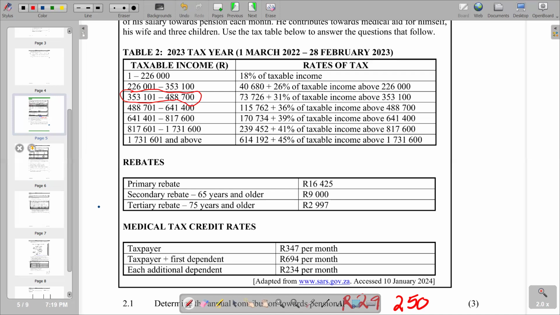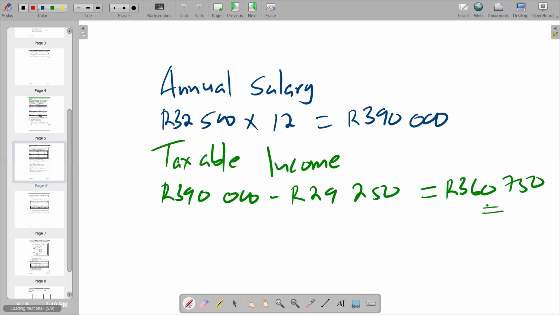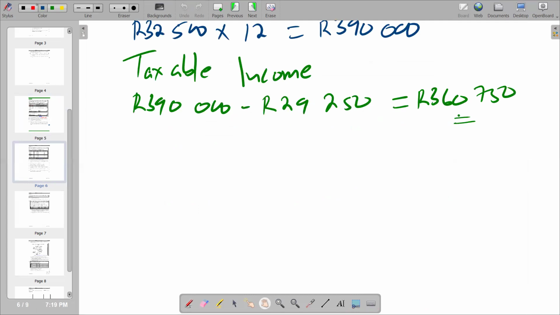So we go to our working section, and then we apply that. So if we come here, we are just going to say annual tax now.